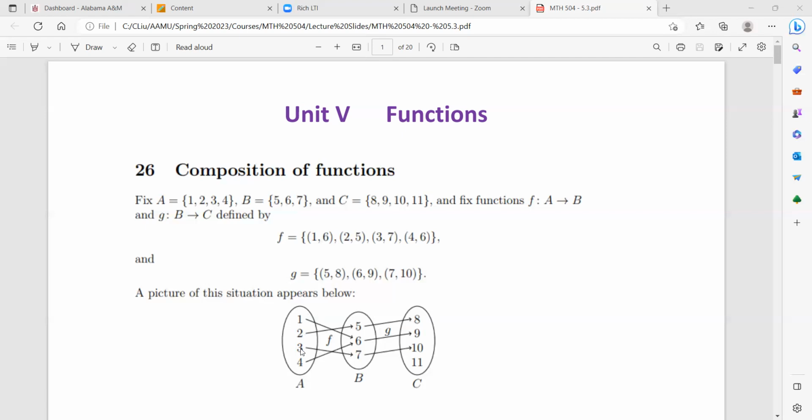Okay, and 3 maps to 7 from A to B, and 7 maps to 10 from B to C. So 3 maps to 10 in C. And finally, 4 maps to 6 from A to B, and 6 maps to 9 from B to C. So at the end, 4 maps to 9 from A to C. So if you draw the arrows directly from the numbers in A to the terminal image in C, you actually get another function, okay, and that's called the composition of 2 functions.